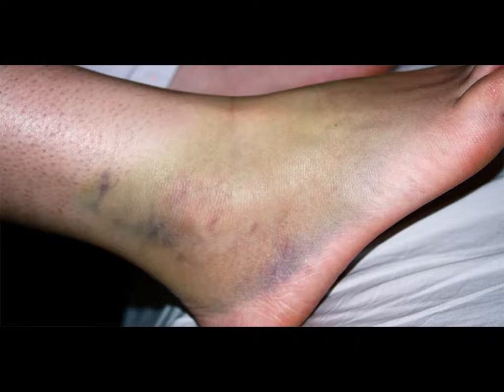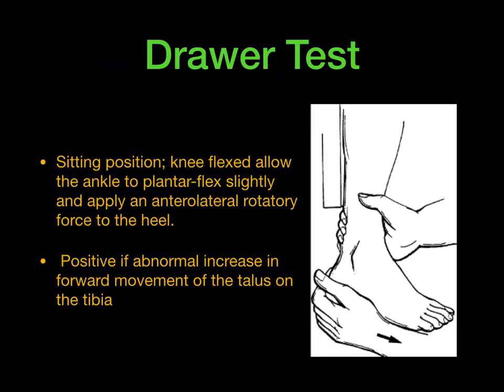And there are three important tests that we do often in chronic phase, not on an acute phase, for determining the instability around the ankle. Number one is the draw test, in which the patient is seated, the knee is allowed to be flexed, the ankle is plantar flexed, and the examiner applies an anterolateral rotatory force to the heel. It is considered positive if there is an abnormal increase in the forward movement of the talus on the tibia.